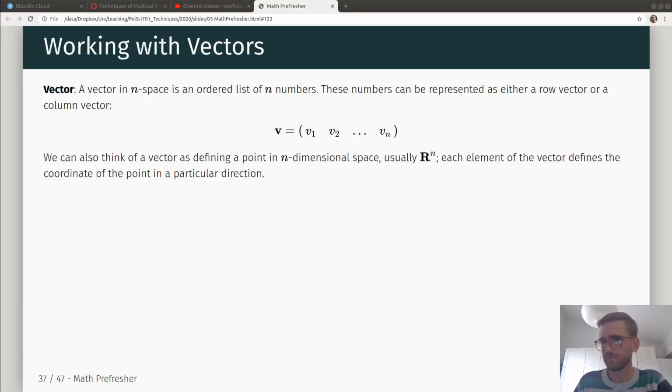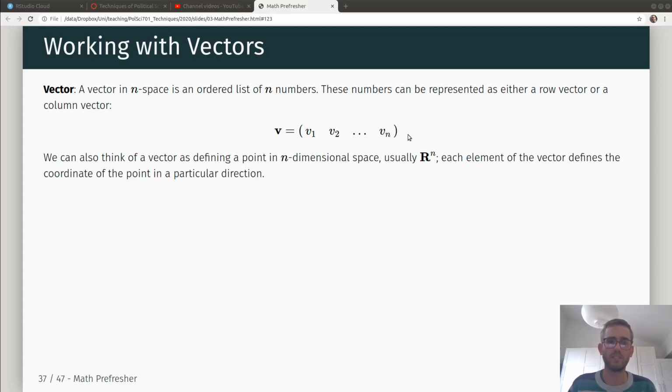So in general, linear algebra describes working with vectors and matrices as objects and using mathematical transformations on these vectors and matrices. So what is a vector? A vector in n space is defined as an ordered list of n numbers, okay? And these numbers can be represented as either a row vector or a column vector. So in this case, we have a row vector v that has n individual elements, v1 through vn.